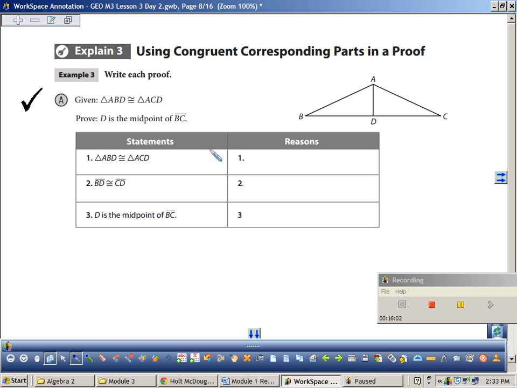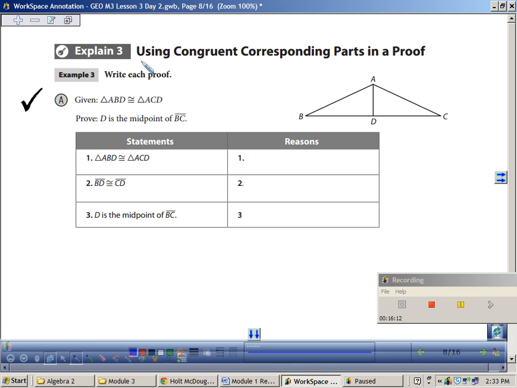Okay, so we're going to start proofs off nice and easy. Already? We're already complaining, we haven't even started. All right, write each proof. So they're going to give me a statement and they're going to ask me to prove something. And we've just got to go in logical sequence.